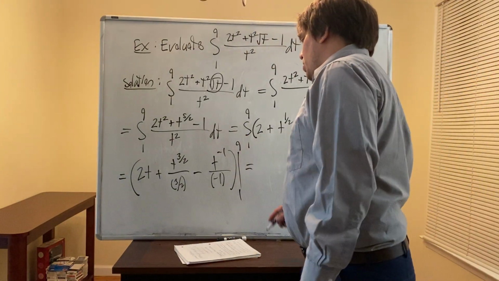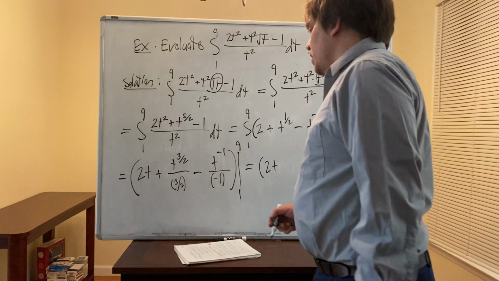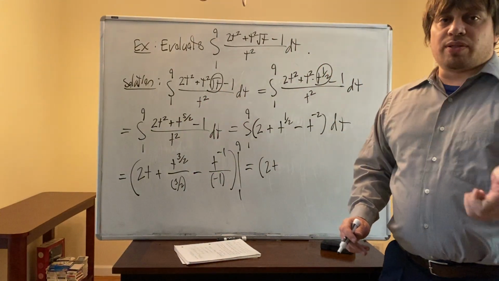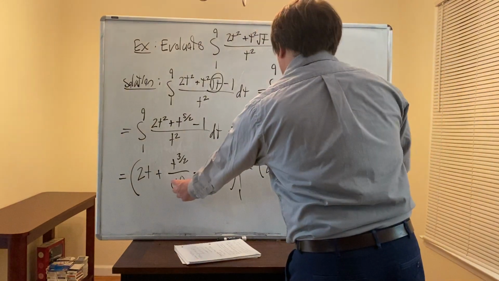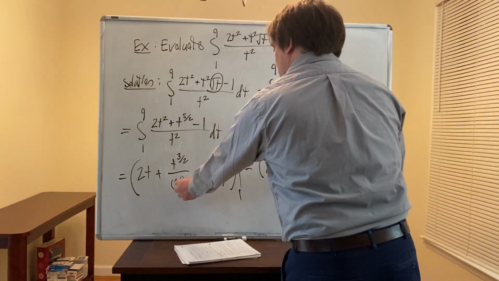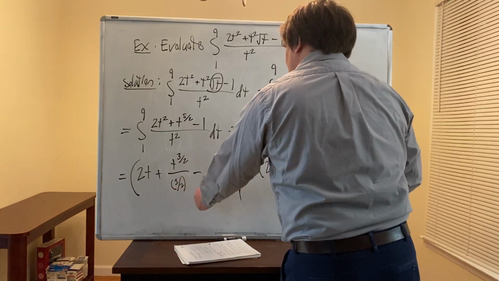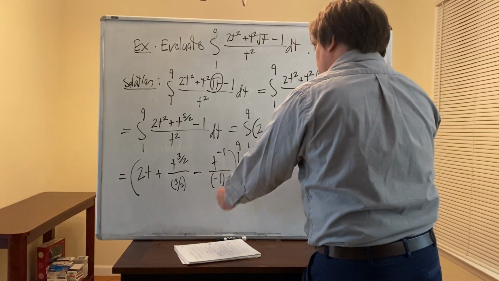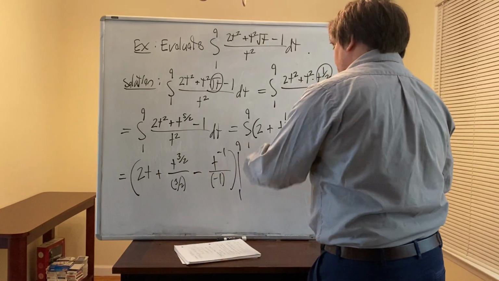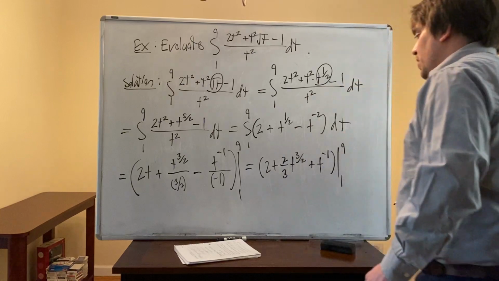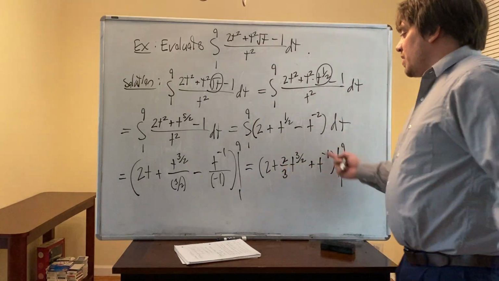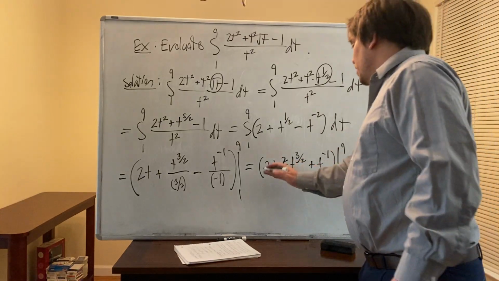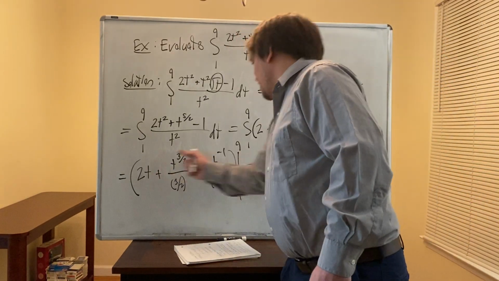I'm going to simplify this expression. This is 2t plus, dividing by 3/2, dividing by a fraction is the same as multiplying by its reciprocal. So dividing by 3/2 is the same as multiplying by 2/3. So this is plus 2/3 t to the 3/2. And then minus, well, minus and a -1 denominator changes the sign to plus. This is plus t to the -1. That's evaluated from 1 to 9. I'm sorry, this is just simplifying that expression. This is an antiderivative of that.